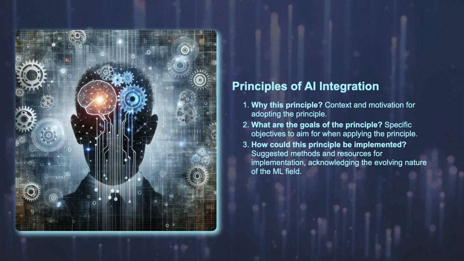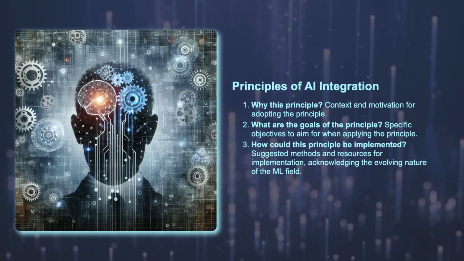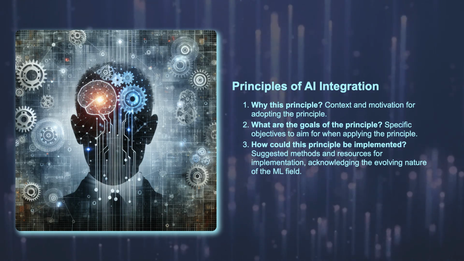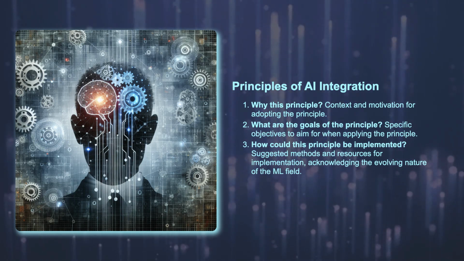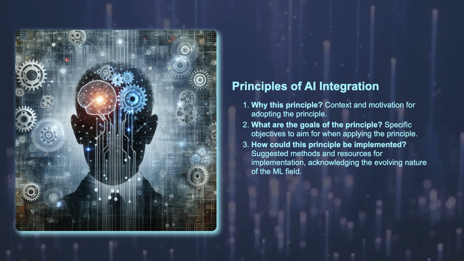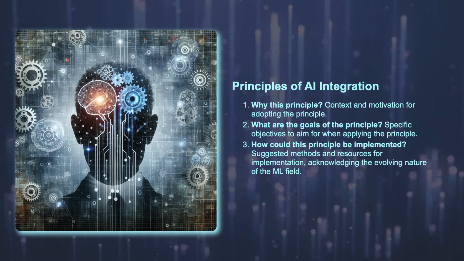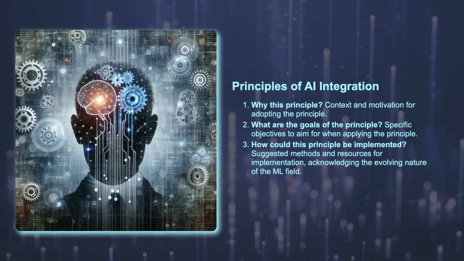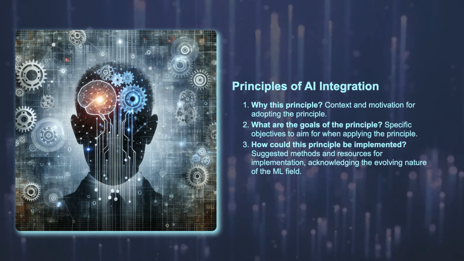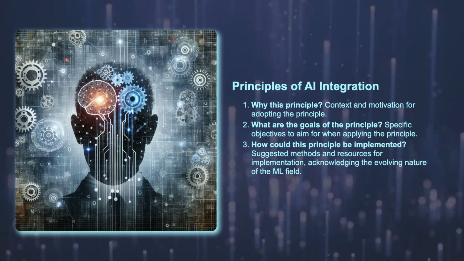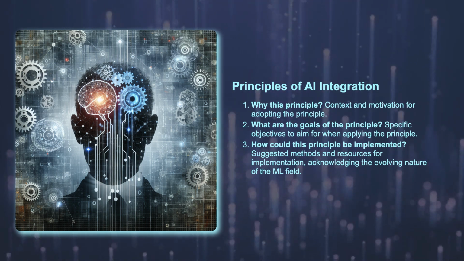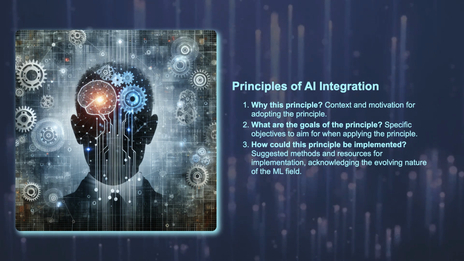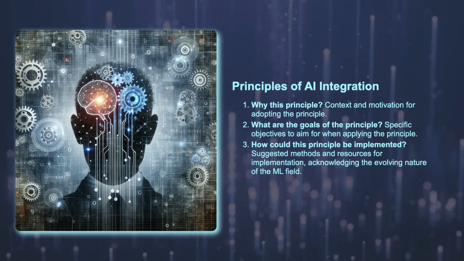What do the principles look like? Each of the principles answers 3 questions. 1. Why this principle? A description of the context and motivation for this principle. 2. What are the goals of the principle? Concrete objectives to consider when addressing the principle. 3. How could this principle be implemented? Includes links to guidance and further information. As the ML field is fast-moving, this section is advisory rather than comprehensive.